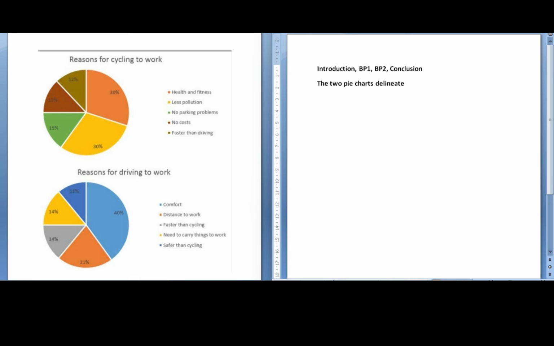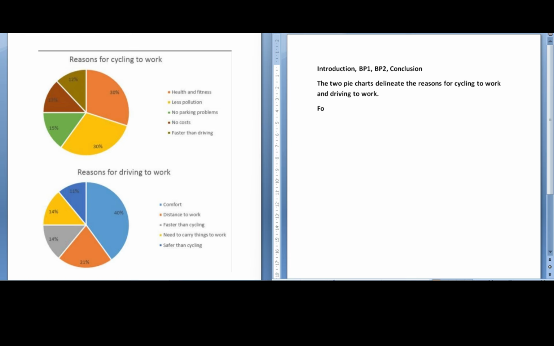So the two pie charts delineate the reasons for cycling to work, and second one is driving to work. Very simple. Just in one line, you just have to write down your introduction part. Moving further, firstly, we will start with the reasons for cycling to work, right? So what you can do?